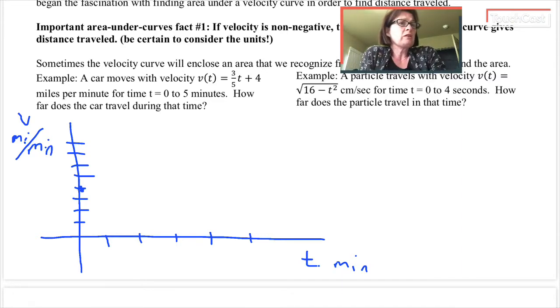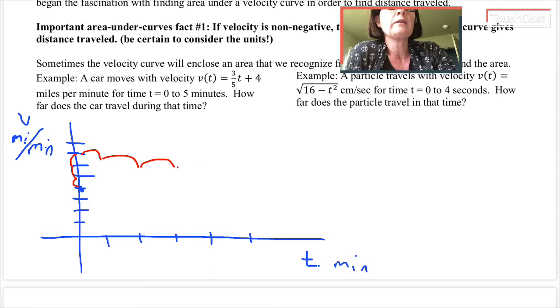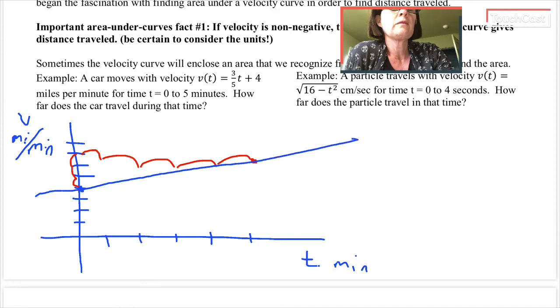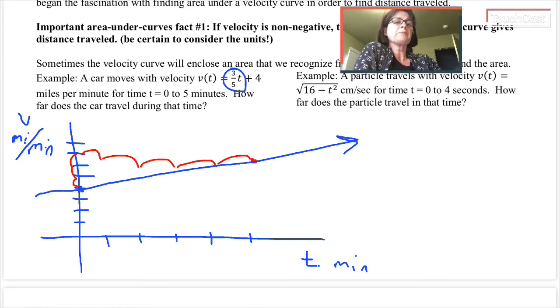And I can graph this using the slope and the y-intercept. So I can imagine now rise over run, 1, 2, 3, and over 1, 2, 3, 4, 5. I'm going to make my graph of the velocity curve. So that is not a constant. I can tell it's not constant. It has a slope of 3/5.